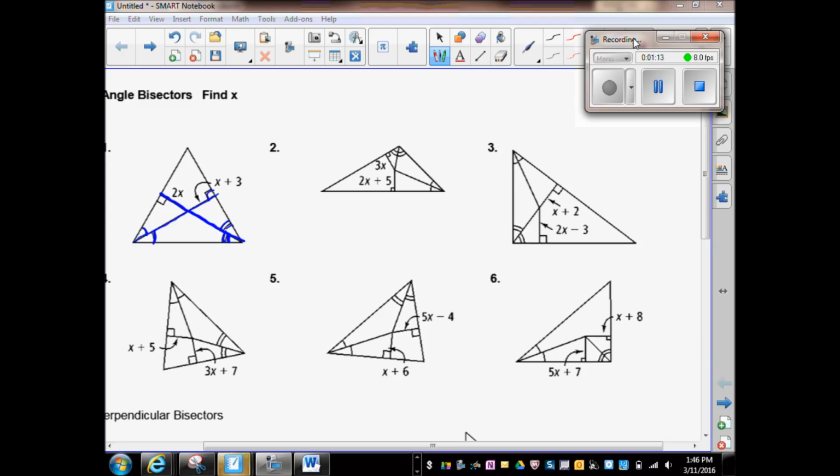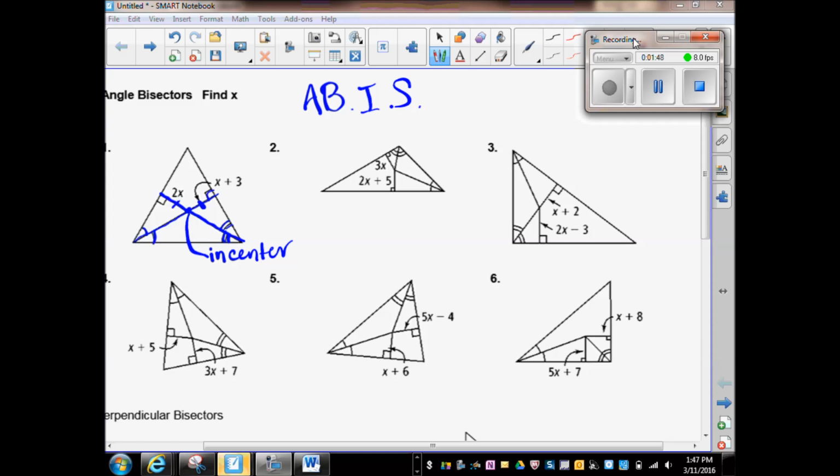Alright, so for angle bisectors, where angle bisectors meet, what is that called? The point of concurrency, and specifically for these it's the incenter. So this is our incenter. And what do we know to be true about incenters? They're equal distance from each of the sides. Very good. They're equidistant from both sides.